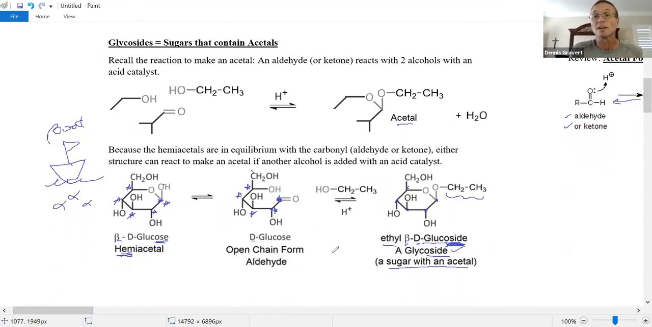But they can also be drawn in open chain form or the Fischer projection. So if I ask you to classify all these structures in this row, are they disaccharides, trisaccharides, whatever saccharides? You'd say, well, this thing is a monosaccharide. It's one sugar. This thing is also a monosaccharide. It's glucose, blood sugar. And it's one of the simple carbohydrates. It's a monosaccharide.